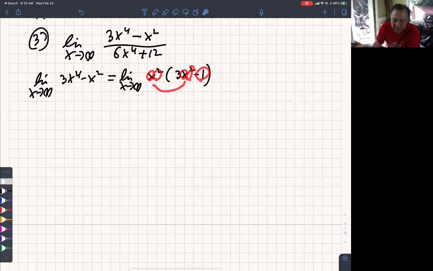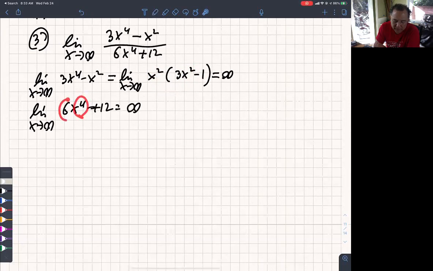So infinity times infinity is infinity. So clearly, the top's infinity. And the bottom, pretty obviously, is infinity, because infinity to the fourth power times 6 plus 12 is infinity. So therefore, L'Hopital's applies.